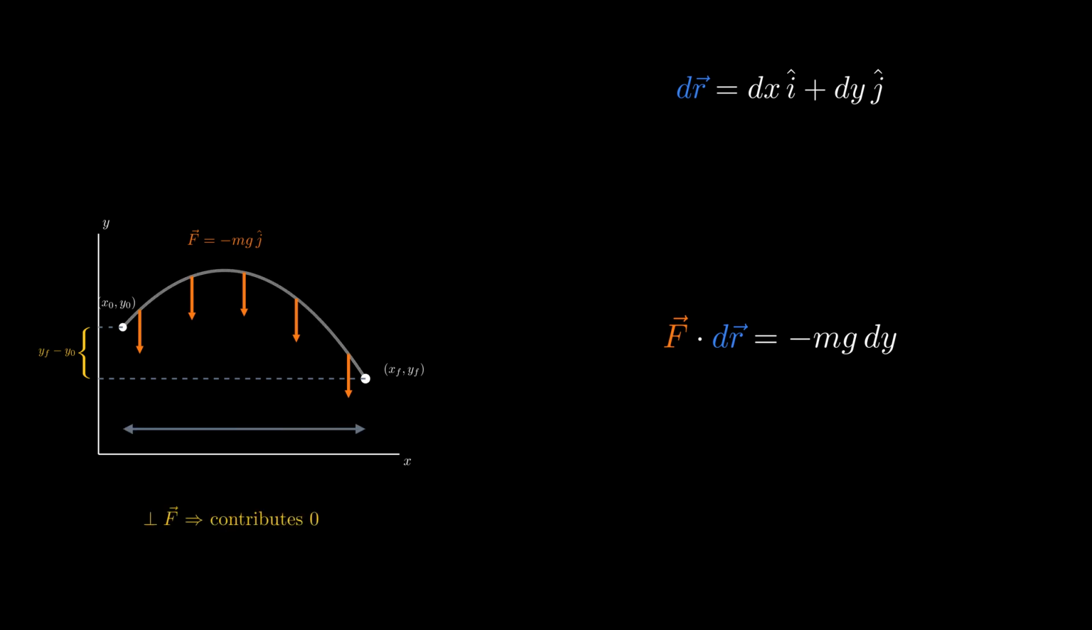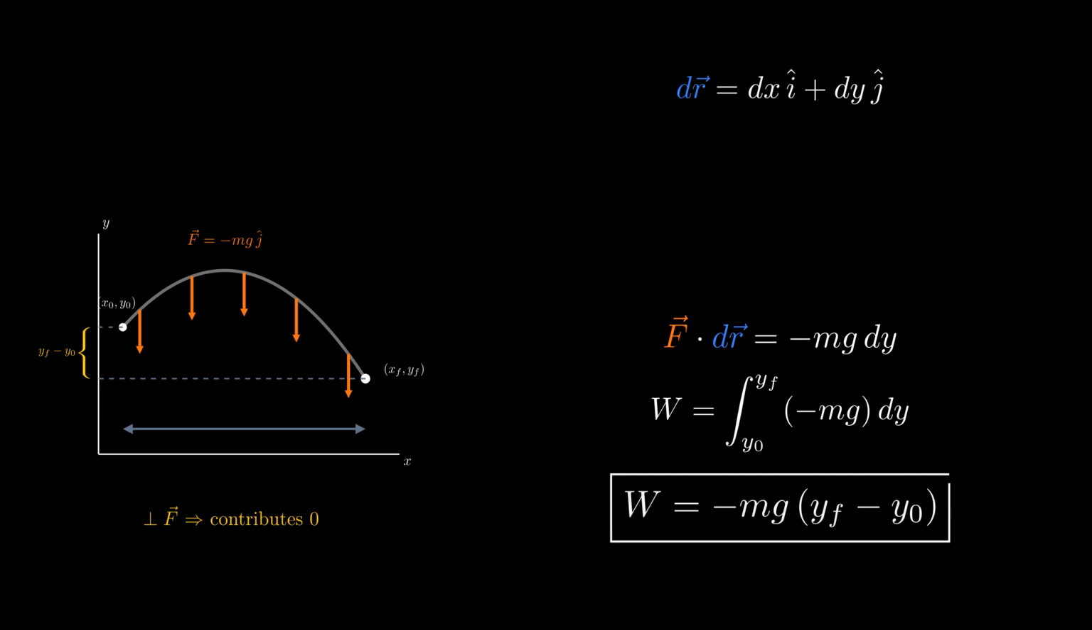Read that physically. The force is purely vertical, so horizontal progress contributes nothing to the work, no matter how far the parabola ranges sideways. The line integral now collapses to one ordinary integral over height. W equals the integral from y sub 0 to y sub f of minus mg dy. The integrand is a constant, so the answer is immediate. W equals minus mg times the quantity y sub f minus y sub 0.